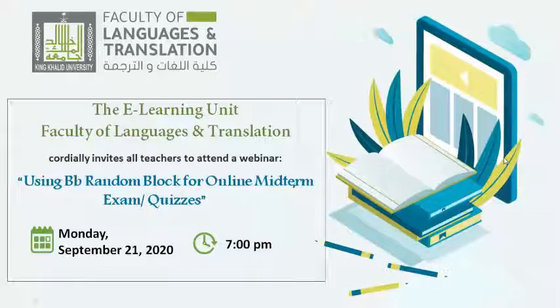For today's webinar, we will discuss how to create a random block, add the random block questions to a test, edit the number of questions to display, and edit the points per question.